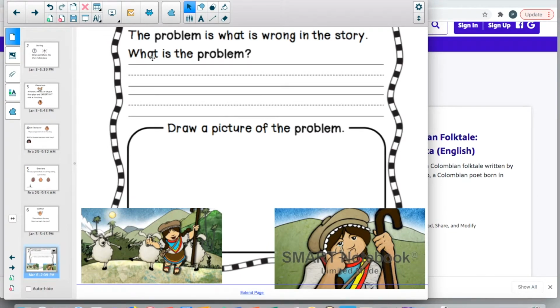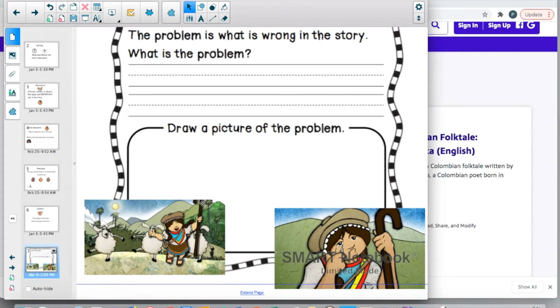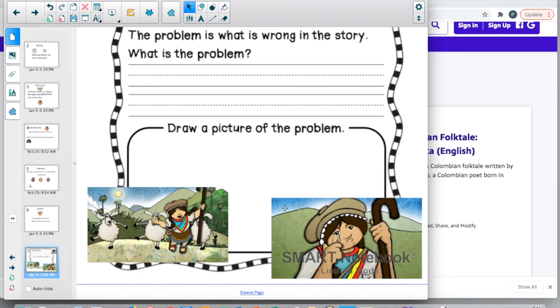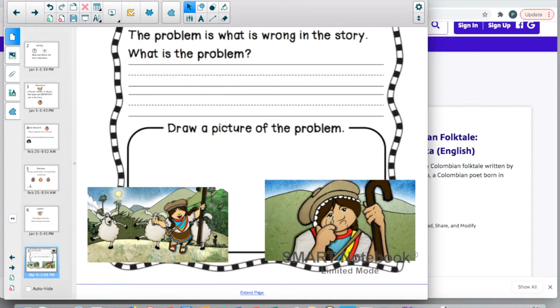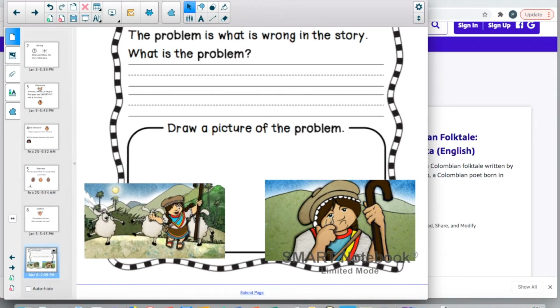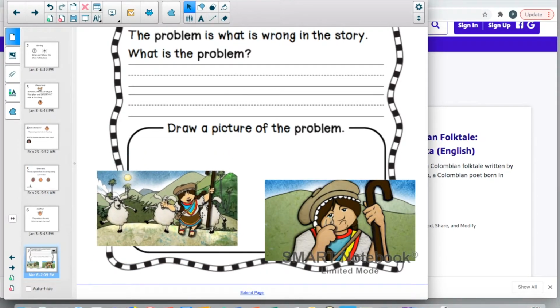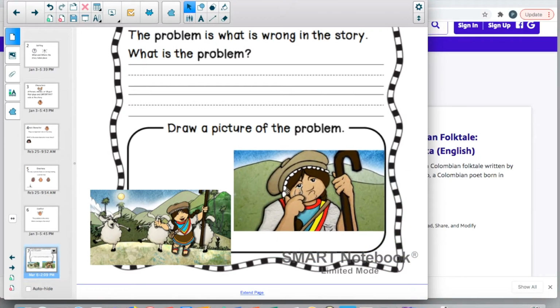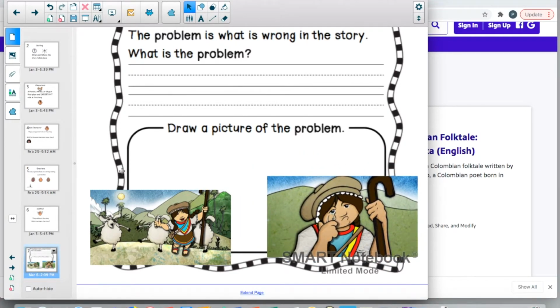So what I did here was I then go into the problem. The problem is what is wrong in the story. What is the problem, right? So draw a picture of the problem. And what I did was I captured 2 images from our video. So I want my students then to be able to either move the actual icons to the middle, right? So that they don't have to draw it. They could just utilize the images that I captured, or I can have them circle it, right?